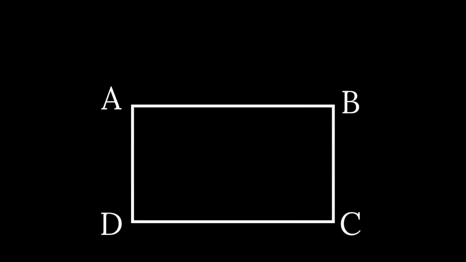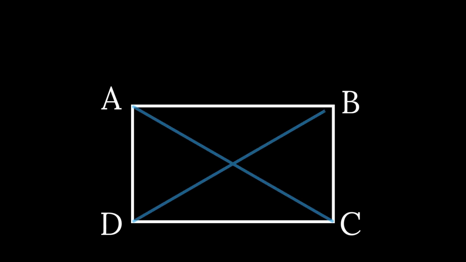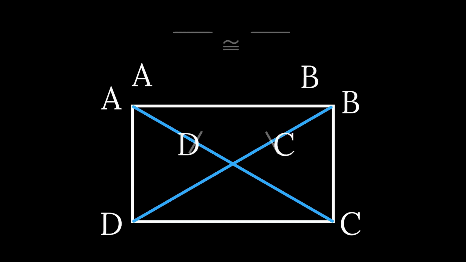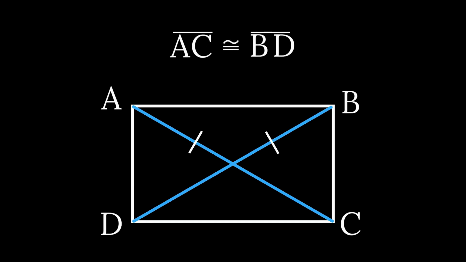Our second property states that the diagonals of a rectangle are congruent. So we can now introduce diagonals AC and BD. Using the definition of the second quality, we can conclude that diagonal AC is congruent to BD, which can be proved using some manner of triangle congruence, but that is not the aim of this video.